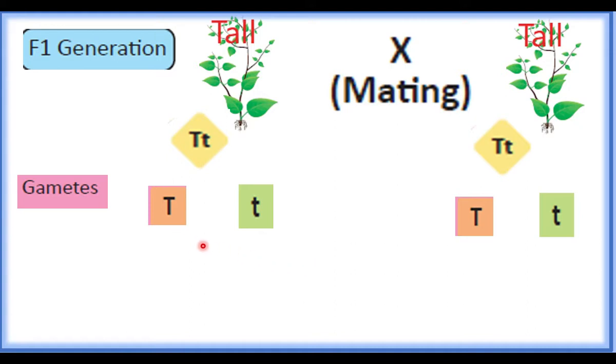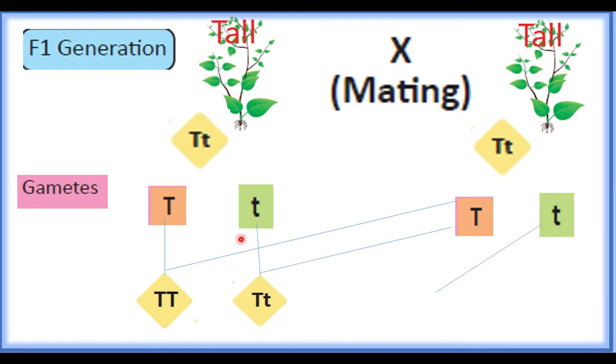Now let us see the combination of the gametes and the appearance of the characters. During fertilization, if there is fertilization of this capital T with this capital T, that will result in capital T, capital T. Another possible fertilization is small t with capital T, so capital T, small t. Another possible fertilization is this capital T and this small t, so capital T, small t. The remaining possibility is small t, small t.